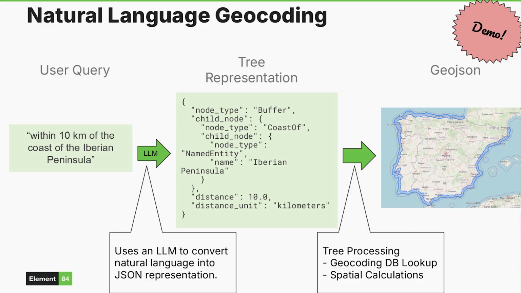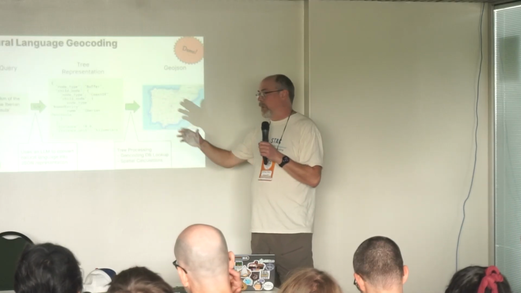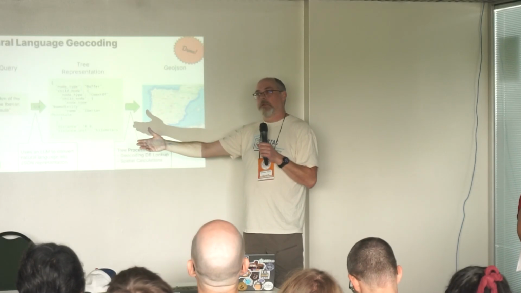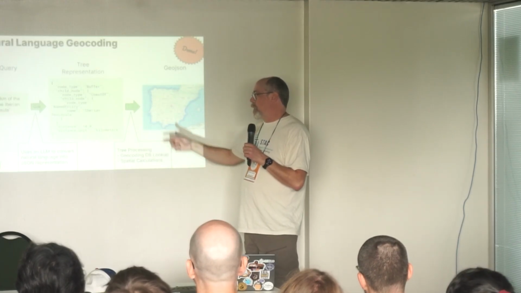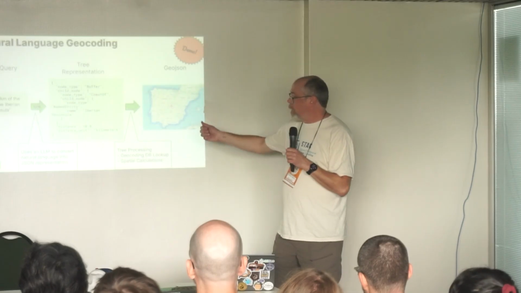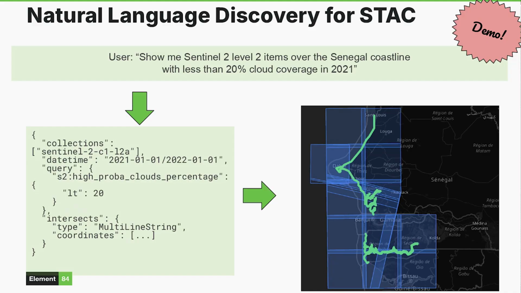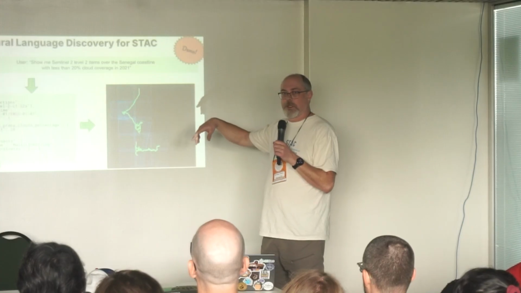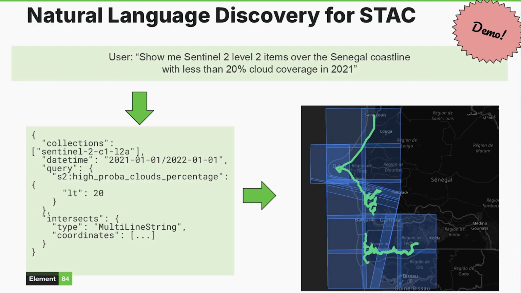And now we can take this tree representation and use that. We're done with the LLM at that point. We can look up the locations that we need, and we can do any sort of spatial calculations we want in order to create that GeoJSON. And there is a demo of this working. We originally came up with this idea because we wanted to use natural language to discover data in a STAC catalog. And so we also have a working demo here.